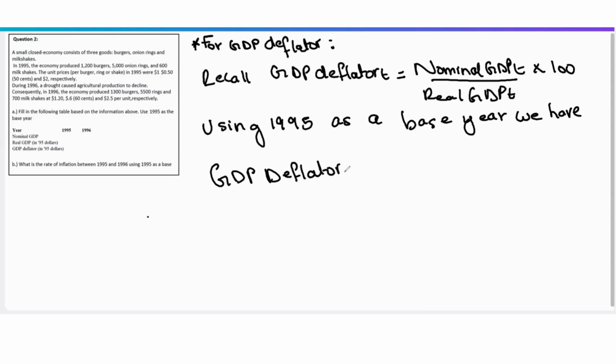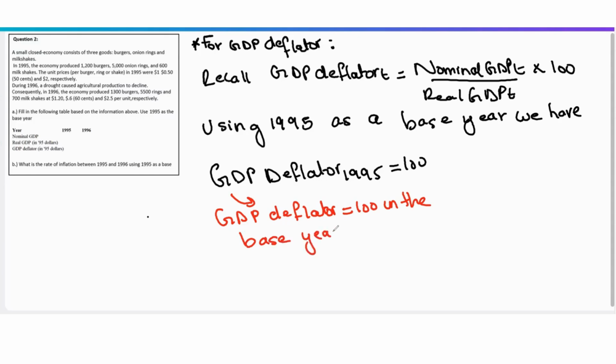That is just 100. GDP deflator for 1995 is just 100. Now, why is it just 100? Why did we not have to calculate it? That is because GDP deflator is equal to 100 in the base year. In the base year, it's always 100 because in the base year, real and nominal GDP are the same. So when the numerator and denominator are the same, the GDP deflator just becomes 100.